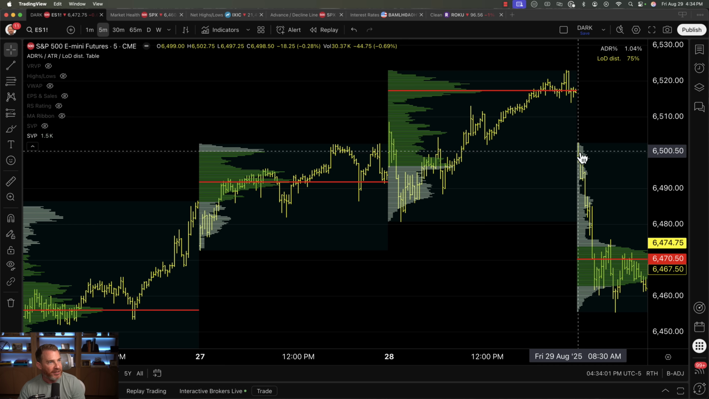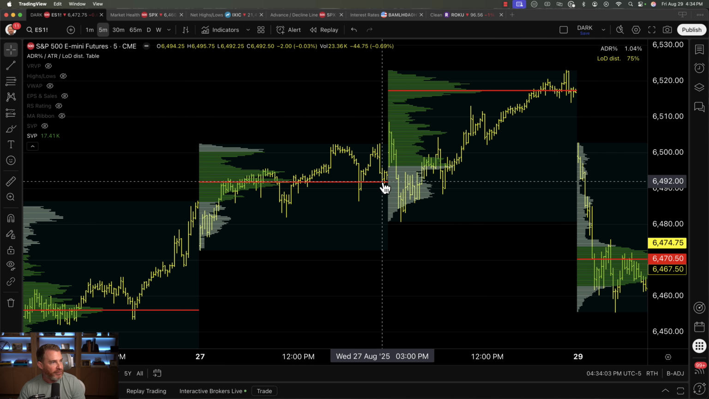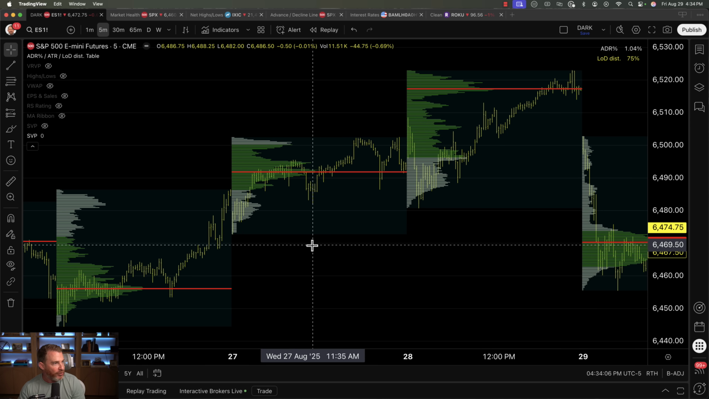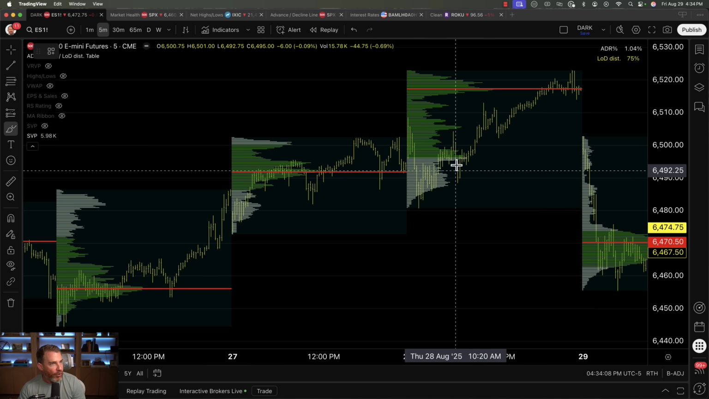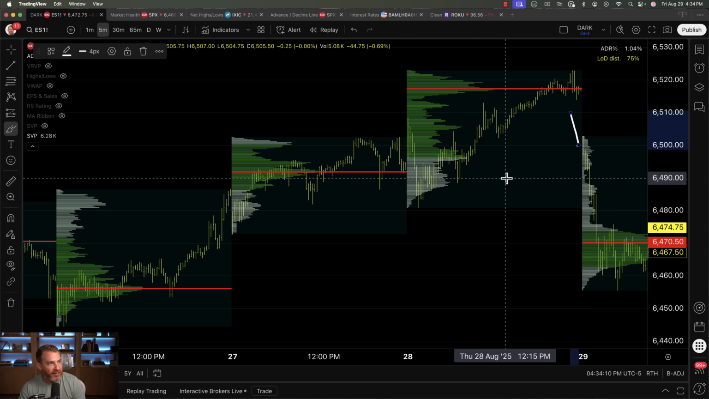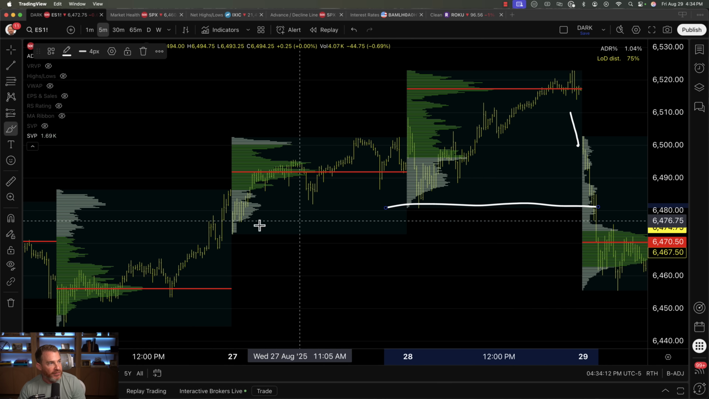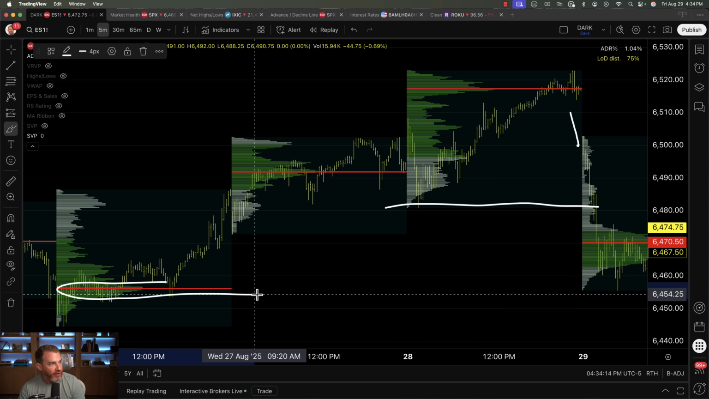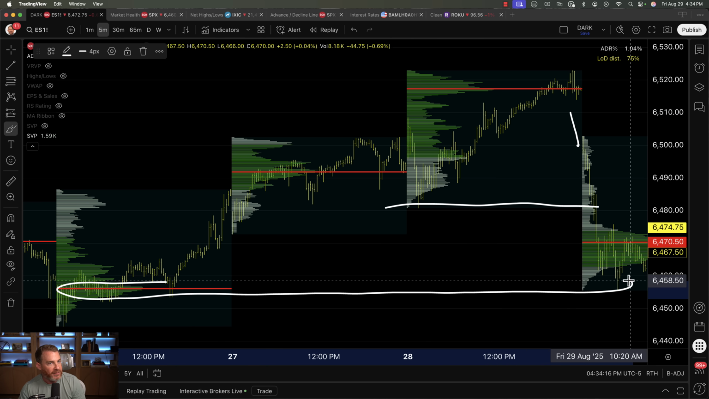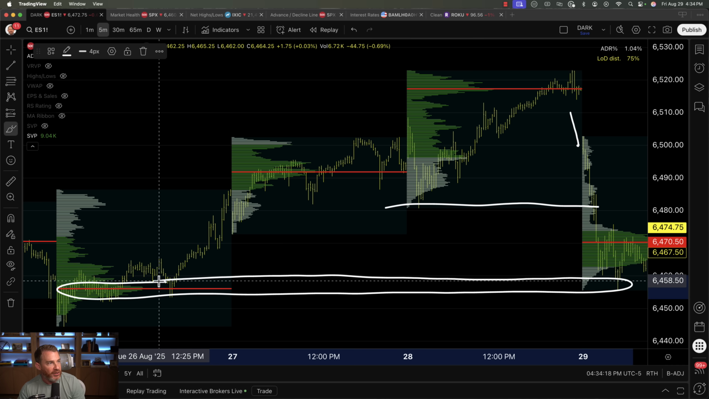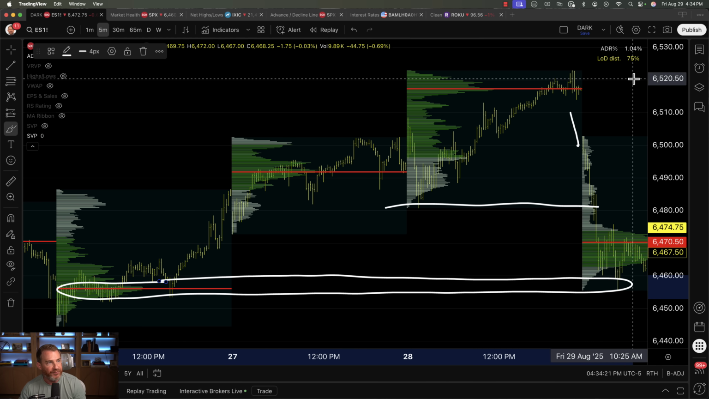So you had this big gap down here. You know it's going to come down to this previous point of control. My target would have been right down here. Once it gaps down, it breaks the low of that previous day. All right, well, it's probably going to hit this big volume area right in here. And that's pretty much exactly where the buyer stepped in.